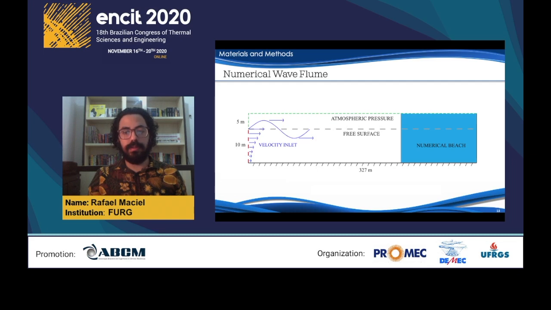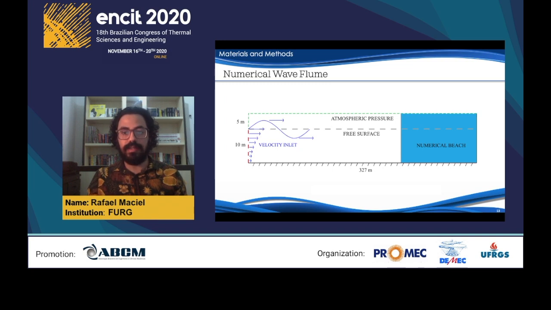So the second computational domain that we had was the numerical wave flume, where we simulated the waves obtained by the first model. So on the left we have the red dashed line, where we use the prescribed velocity boundary condition, also called here velocity inlet. The green dashed line is the boundary condition for atmospheric pressure. The solid black line on the bottom and on the right side are walls.